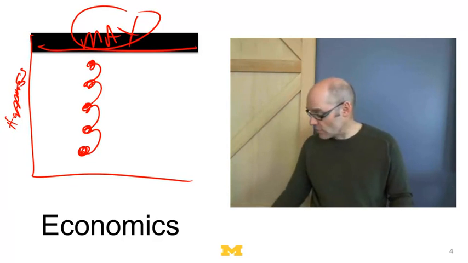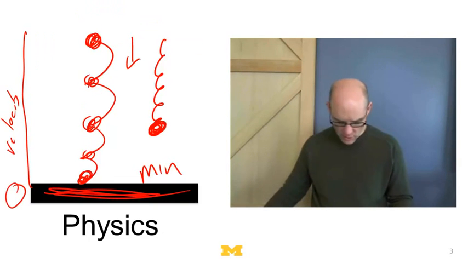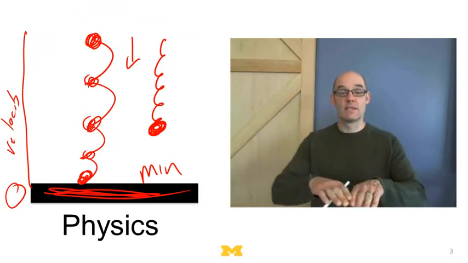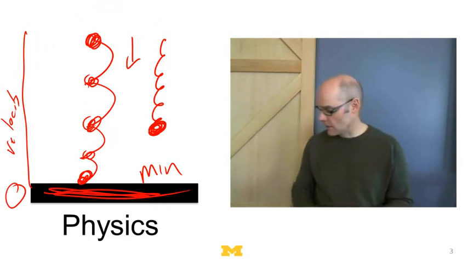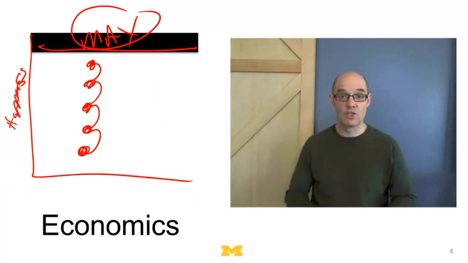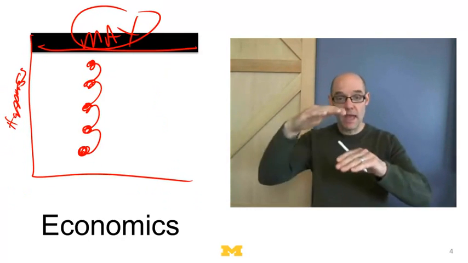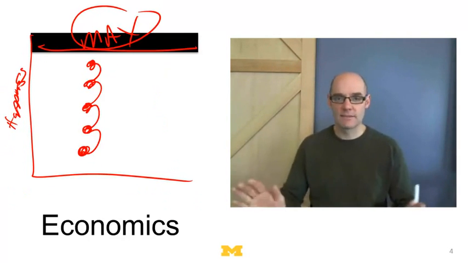So there are these two, in some sense, identical ideas. One is from physics: if things fall every period and there's a min, the process has to stop. And then from economics, if things go up every period and there's a max, it has to stop. That's it. That's the theorem.